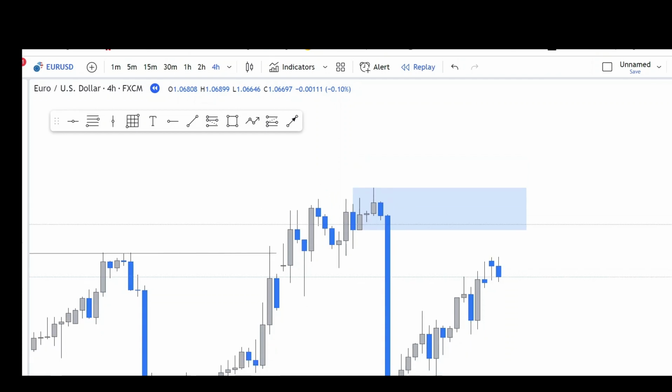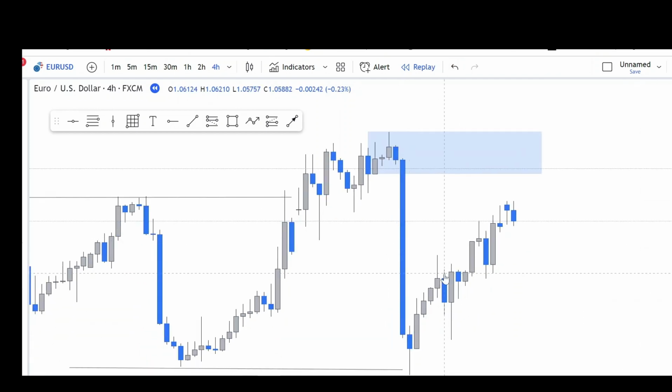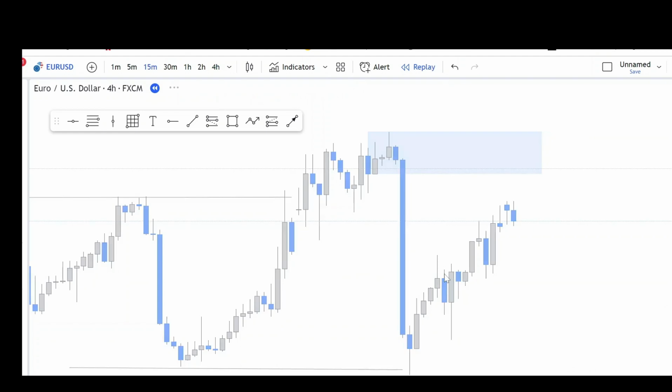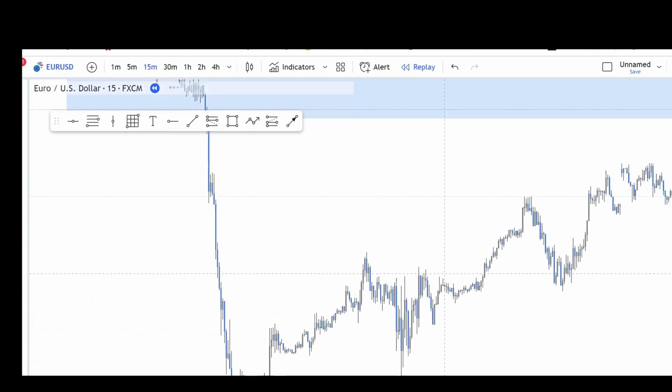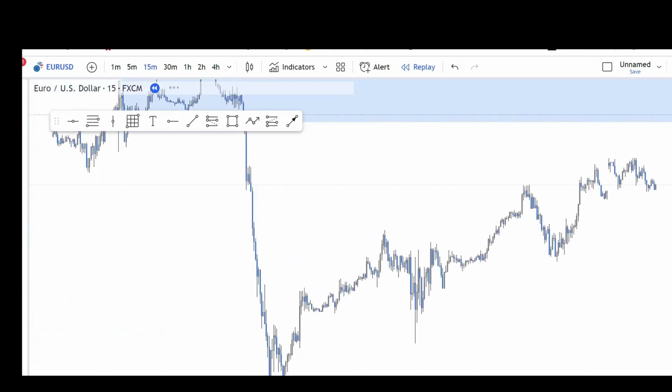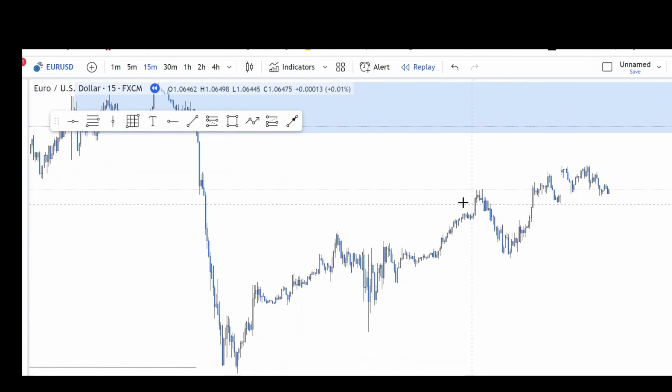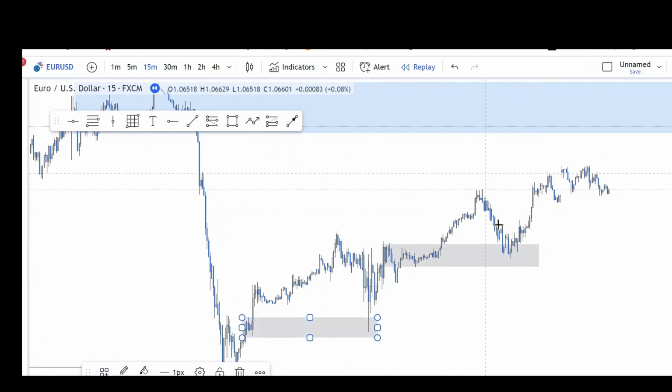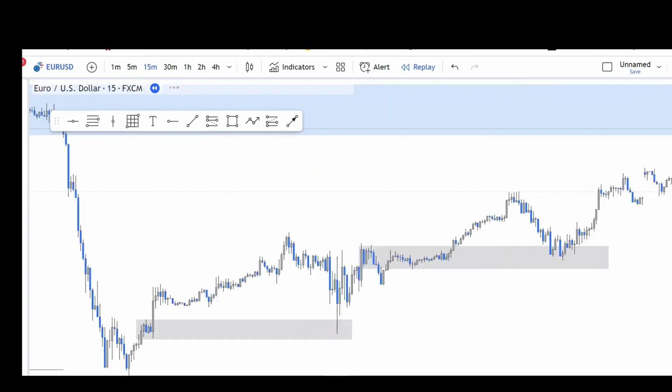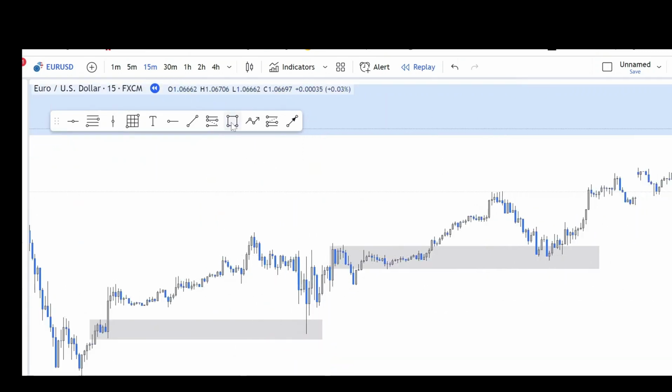So this is my breakdown on the 4-hour, and let's see what I get on the 15-minute now. So on the 15-minute, you can see that price is basically doing the opposite of what the DXY is doing. We got a nice little demand chain coming here. Got a nice little demand zone here as well. There are a bunch of little demand zones here that got respected as well.